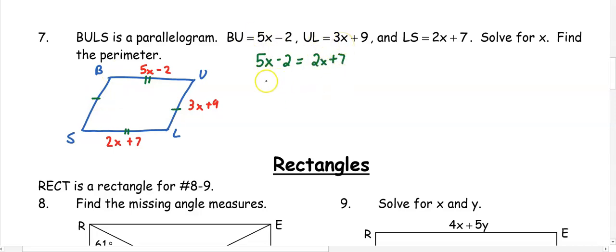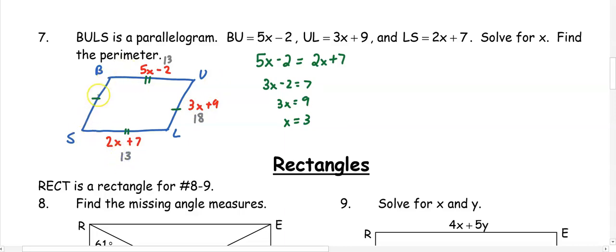We're going to subtract 2x from both sides and add 2 to both sides. When we divide, we get x is 3. Now that we know x is 3, we can get our side lengths. So 5 times 3 minus 2 is 13. 3 times 3 plus 9 is 18. 2 times 3 plus 7 is 13.